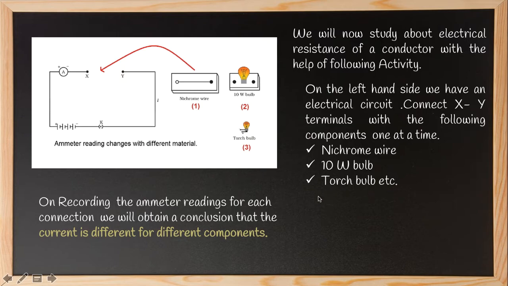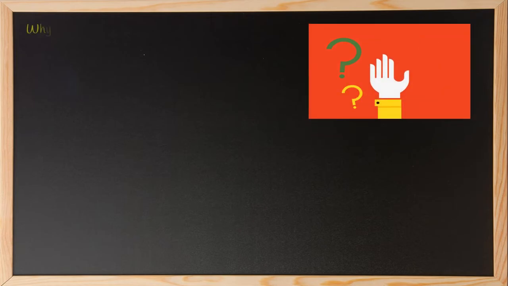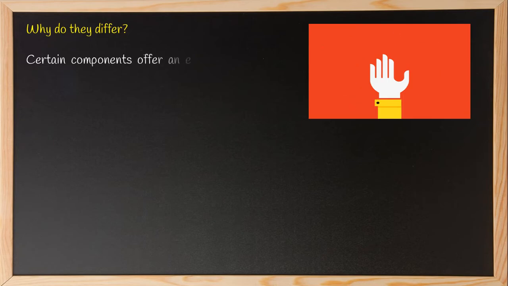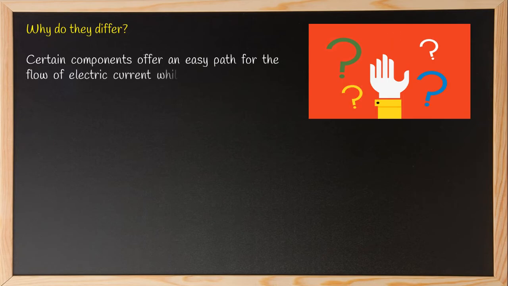So based on this experiment, we can say that current is different for different components. Different components will draw different amounts of current. Why do they differ? Why are they drawing different currents? Certain components offer an easy path for the flow of electric current while others resist the flow.